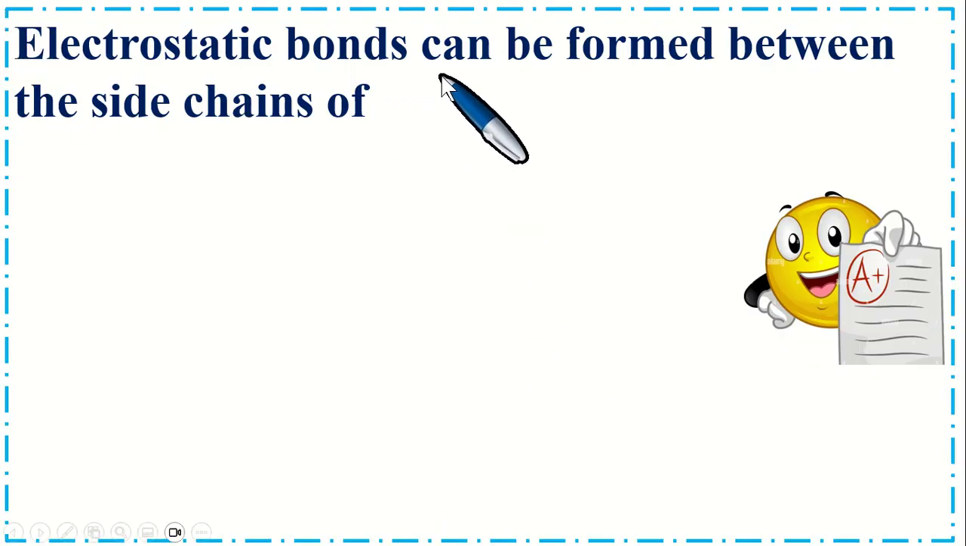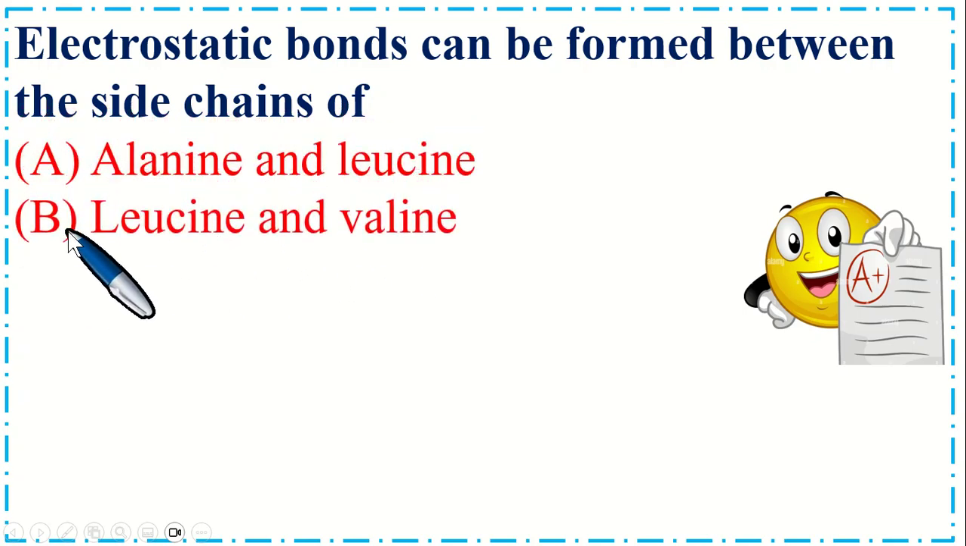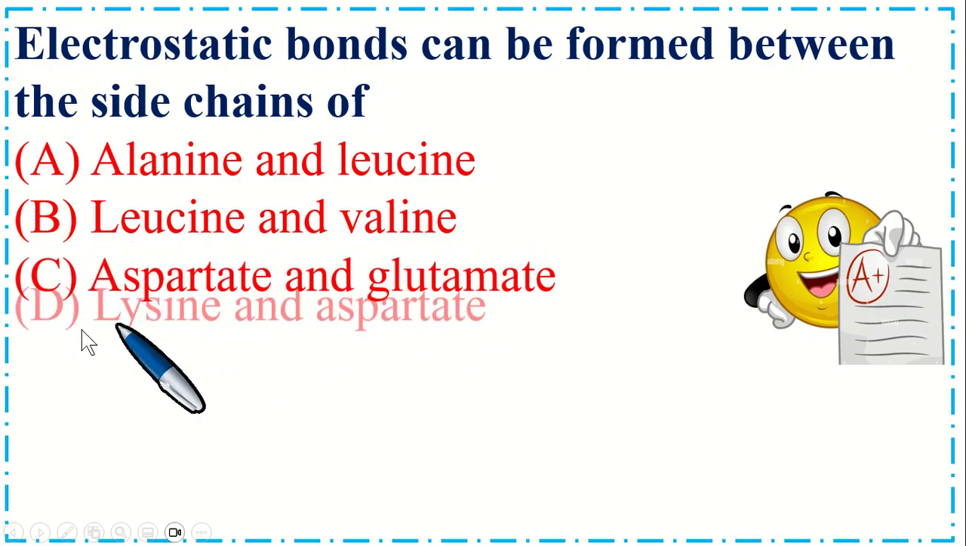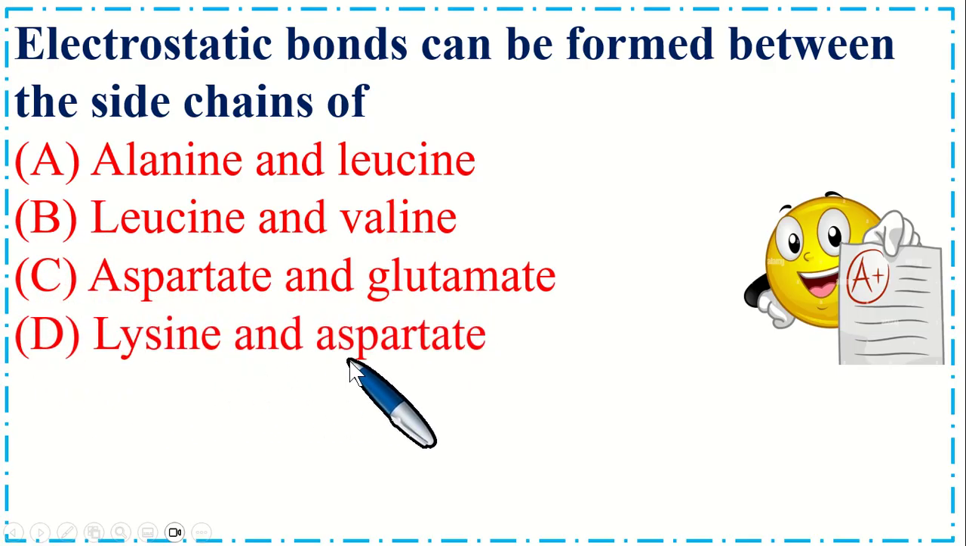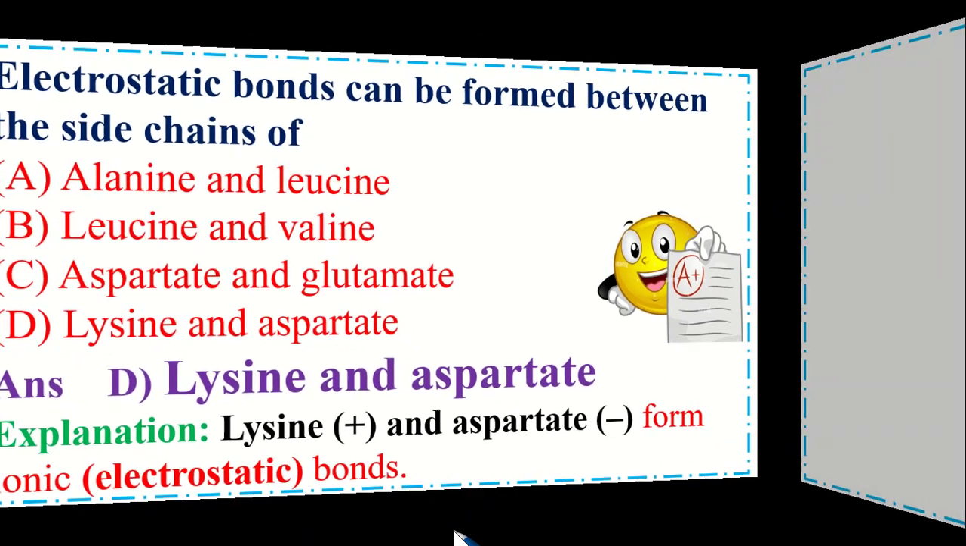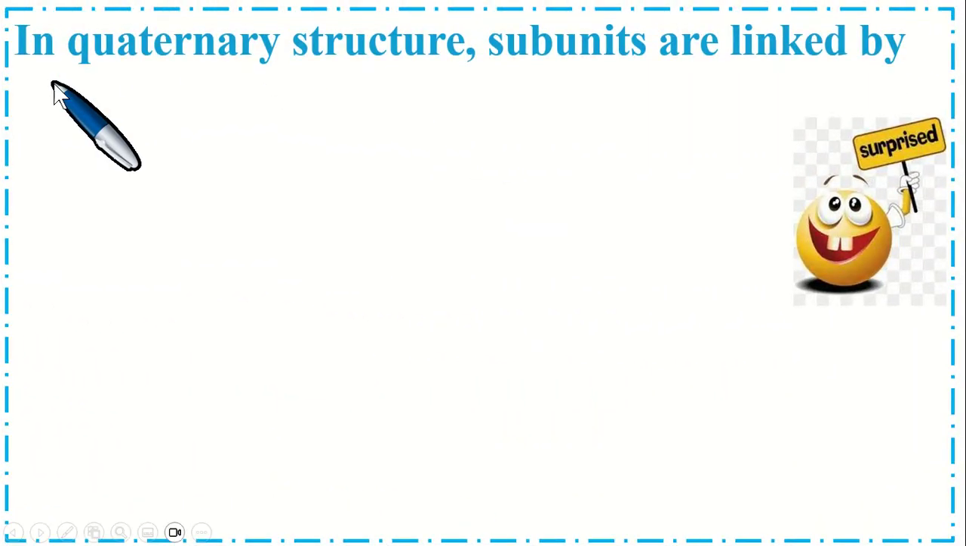Electrostatic bonds can be found between the side chains of option A alanine and leucine, B leucine and valine, C aspartate and glutamate, and option D lysine and aspartate. So the correct option is D lysine and aspartate. Explanation is lysine (positive) and aspartate (negative) form ionic electrostatic bonds. So this is very important MCQs.